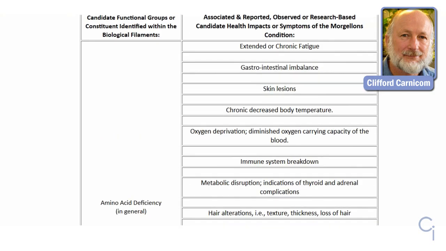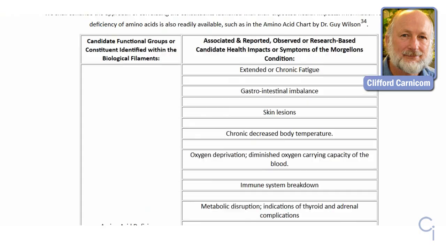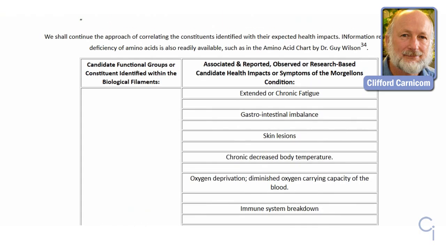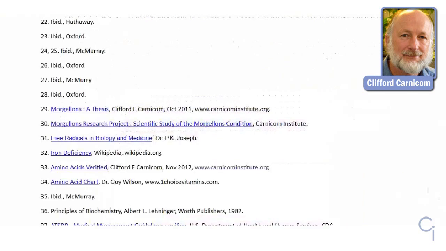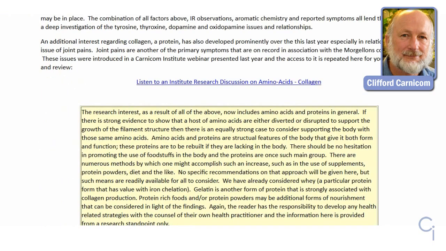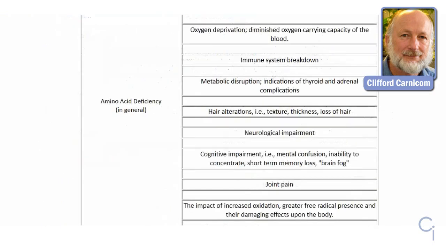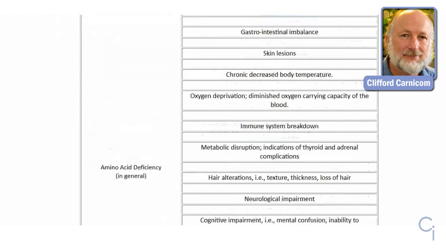But this raises the question that if you did have an amino acid deficiency, what might be the impact of that? Now, in this case, it was very straightforward, because this is taken from a reference. I found another chart, and this is from Dr. Guy Wilson. We'd have to look at the reference there. We can look at the references, but this would be 34. This is an amino acid chart by Dr. Guy Wilson. So this is what he did: he listed what were the problems associated with amino acids.